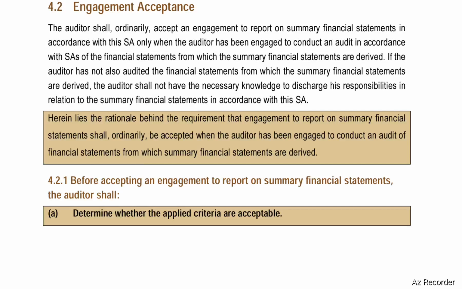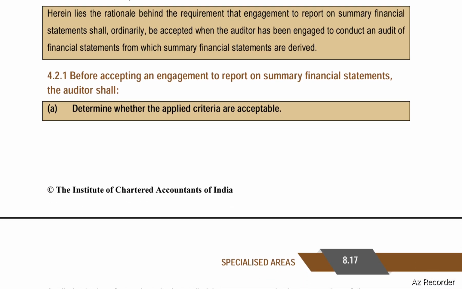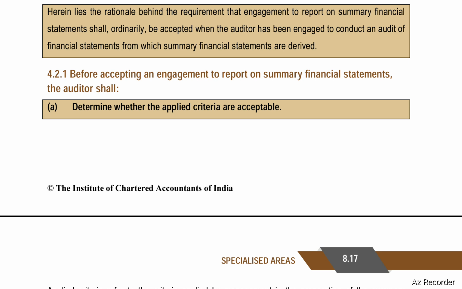If the auditor has not also audited the financial statements from which the summary financial statements are derived, the auditor shall not have the necessary knowledge to discharge his responsibilities in relation to the summary financial statements in accordance with this SA. Herein lies the rationale behind the requirement that an engagement to report on summary financial statements shall ordinarily be accepted when the auditor has been engaged to conduct an audit of the financial statements from which the summary financial statements are derived.